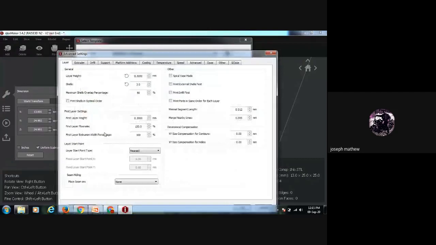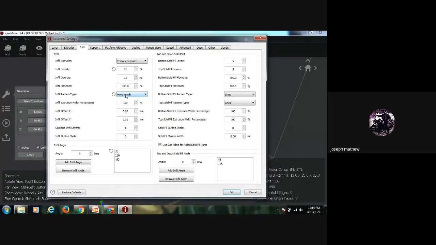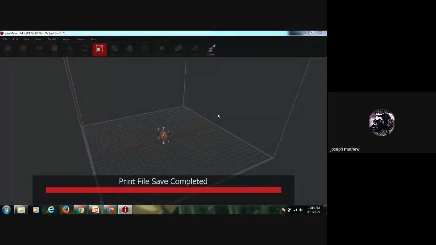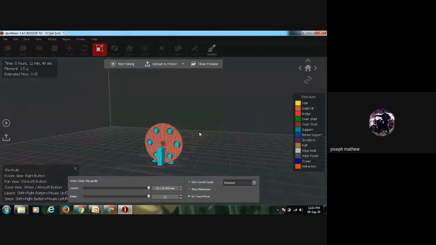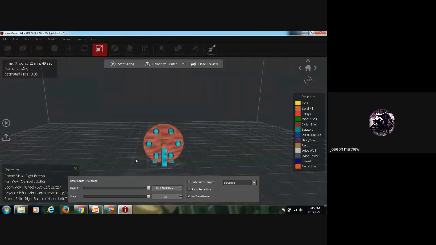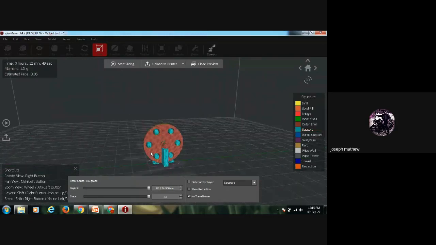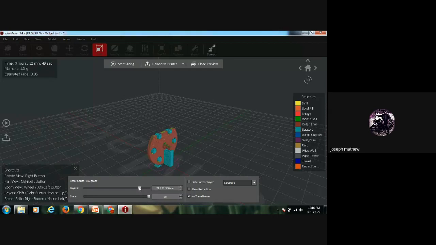When I go to the advanced settings, there is the infill pattern type, where I can keep it as honeycomb structure. This is the best infill pattern available in the software. I'll just slice it so that you can see the preview of the component. Now you can see the preview. It is placed in a vertical orientation, which is not actually doable. This should be placed in the flat orientation that I'll be showing you.